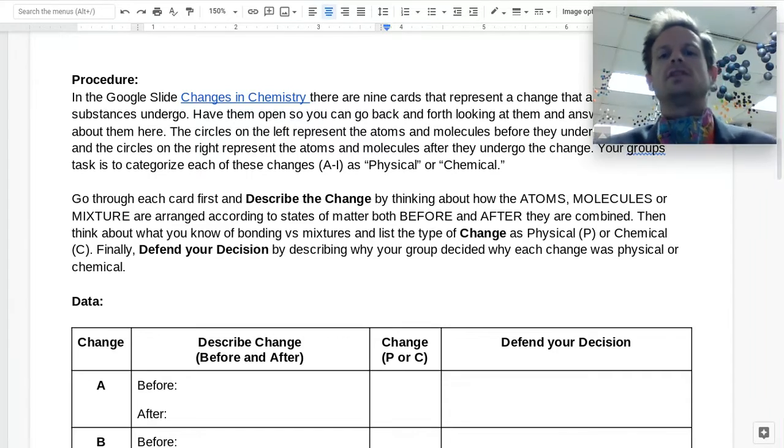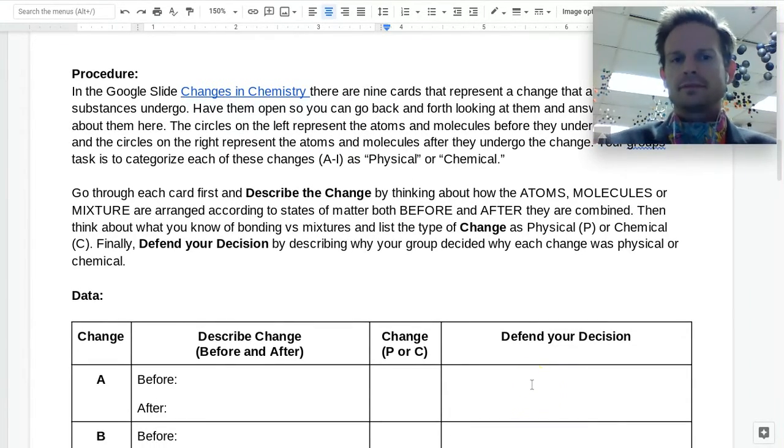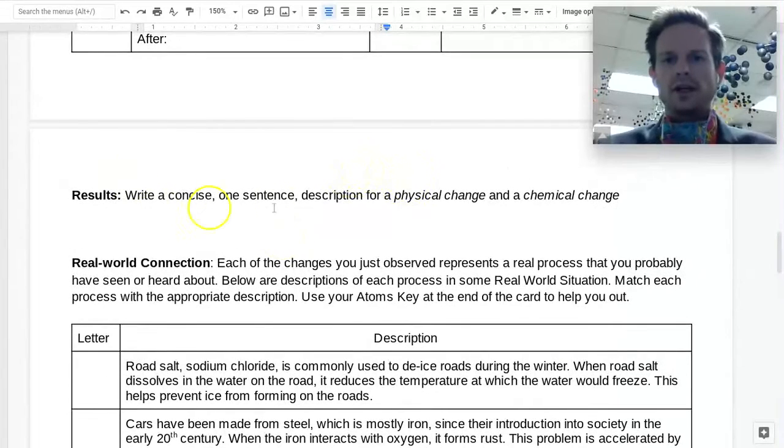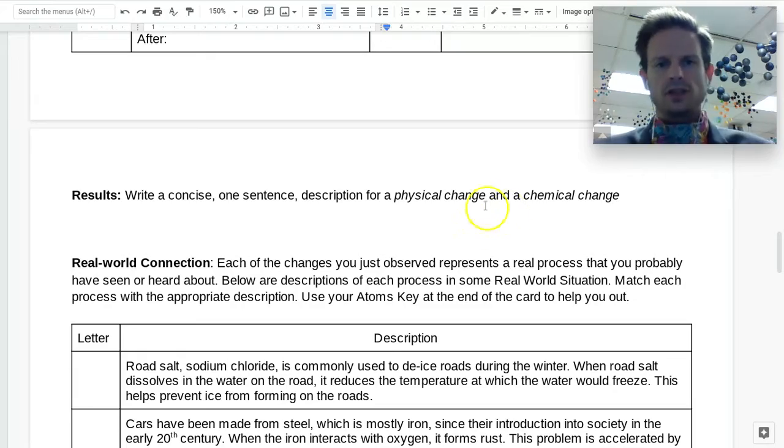And hopefully as you do that, you're going to start to see a trend, okay? And that trend later on is going to be what you do down here. You give me your definition, based on what you saw, of a physical change, and your definition, one sentence answer, of a chemical change. And really what these should be is, you saw these in all of them, not just some of them, right? Which is kind of hard. You saw this trend in all of them, okay? And it should go from there.